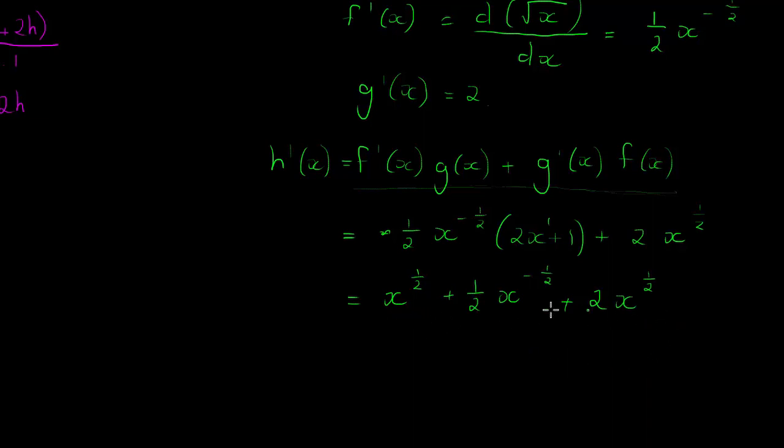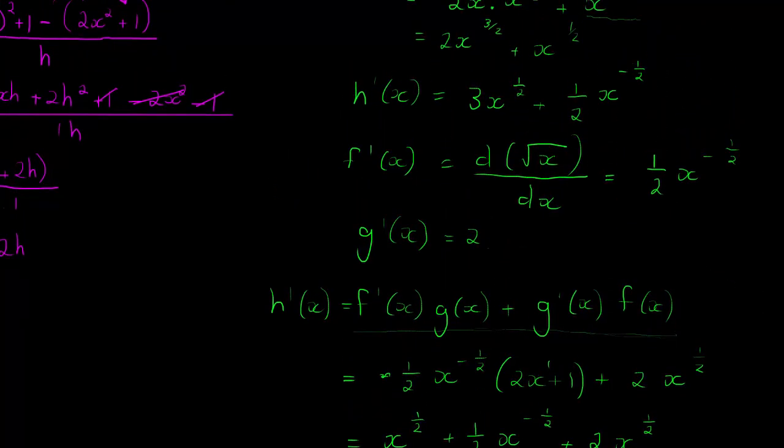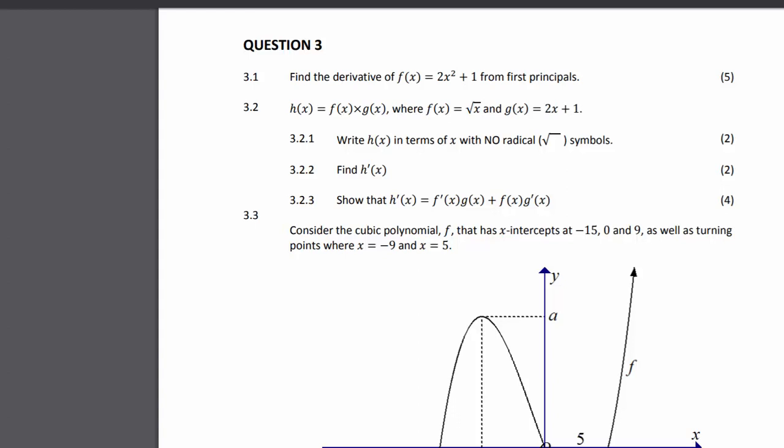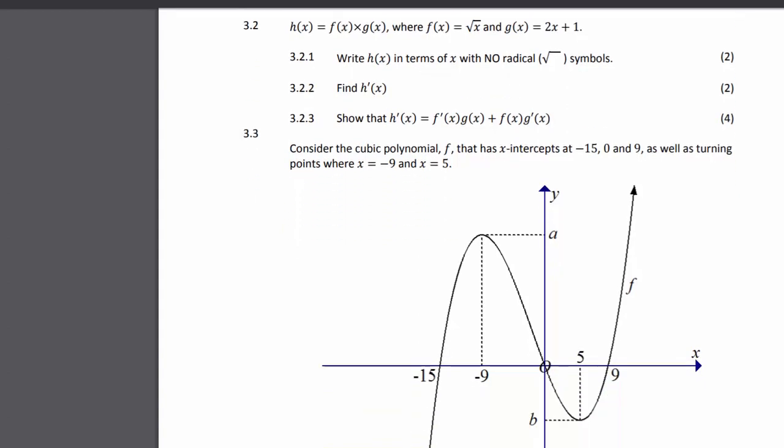Okay, and so now I just simplify this. Here is x to the power of a half plus 2x to the power of a half. They are like terms, so we can add them together. So I've got 3x to the power of a half plus a half x to the power of negative a half. Okay, and that's exactly h'(x), the derivative I mean. Okay, here we go. Let's move on. So this wasn't difficult, but I don't think many people got that question right. But it wasn't really difficult.